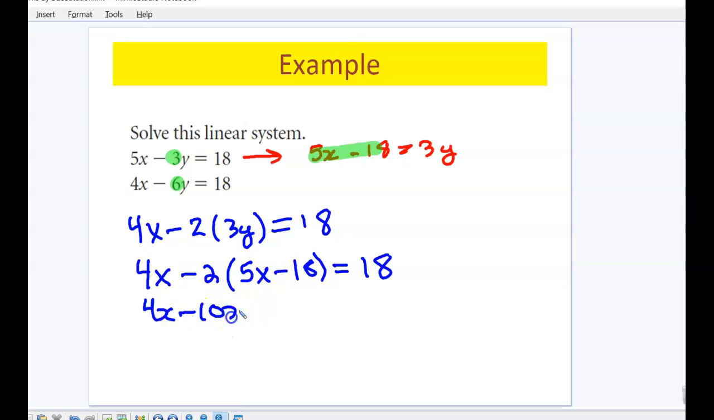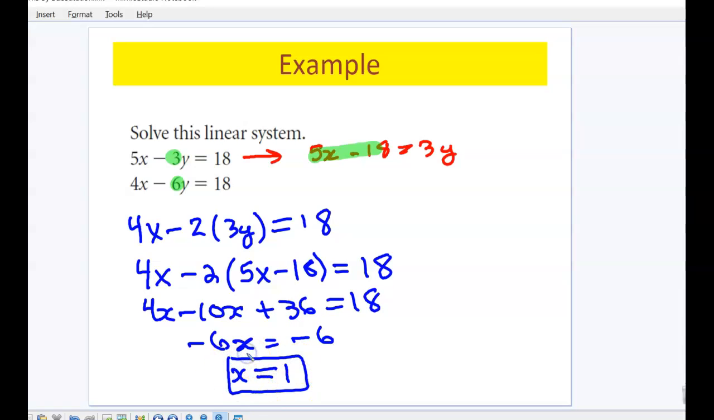Distribute the -2, and I get -10x plus 36 is equal to 18. So this gives me a -6x, and if I subtract 36 to the other side, I'm going to get -6, and divide both sides by -6, and I'm going to get x equaling 1.